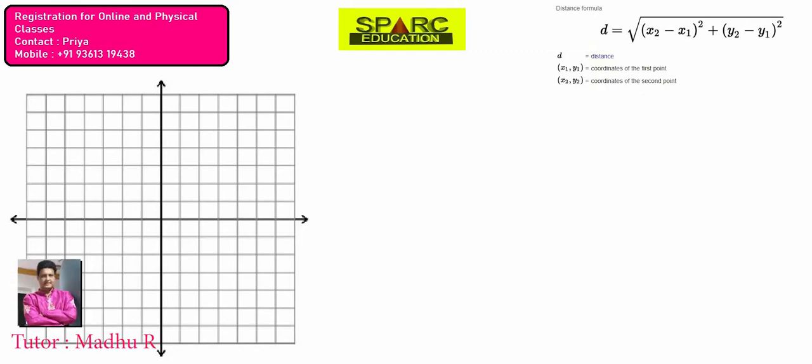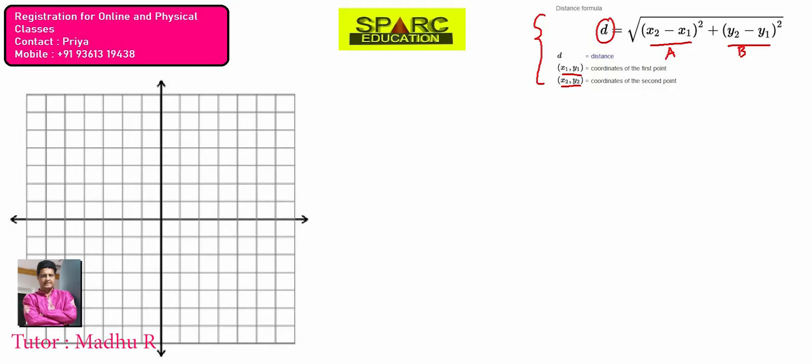Today, we will see the distance formula. The distance formula says D equals the square root of (x2 minus x1) squared plus (y2 minus y1) squared, where D is the distance between 2 points. How was it actually derived?